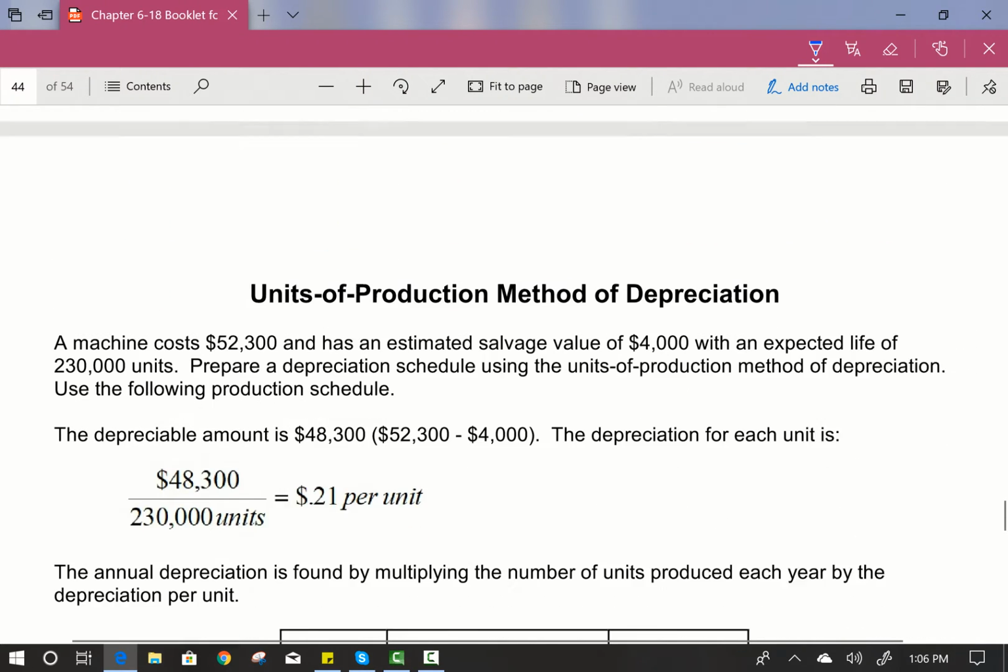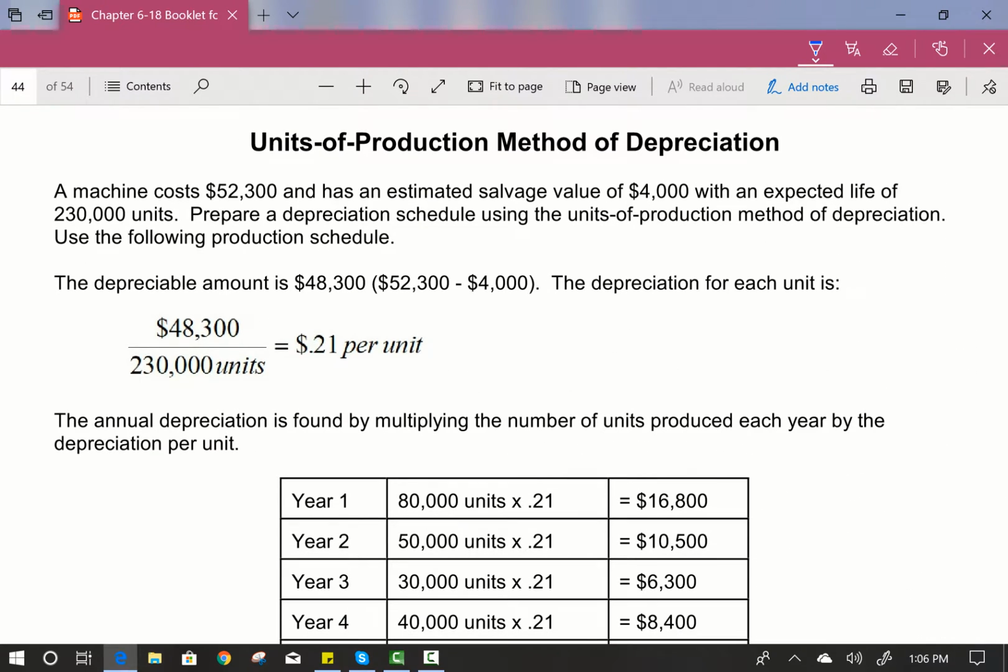Okay, then the units of production method. A lot of manufacturing companies obviously would use this particular method. So if you have a machine that costs your company $52,300 and has an estimated salvage value of $4,000 with an expected life of 230,000 units, you are to prepare a depreciation schedule using the units of production method of depreciation. Use the following production schedule.